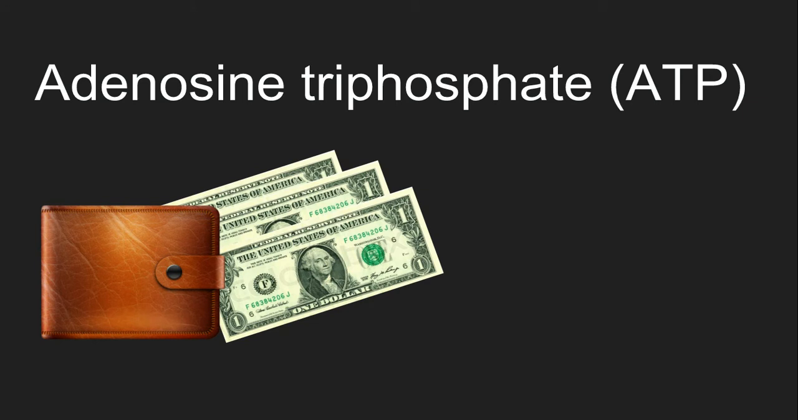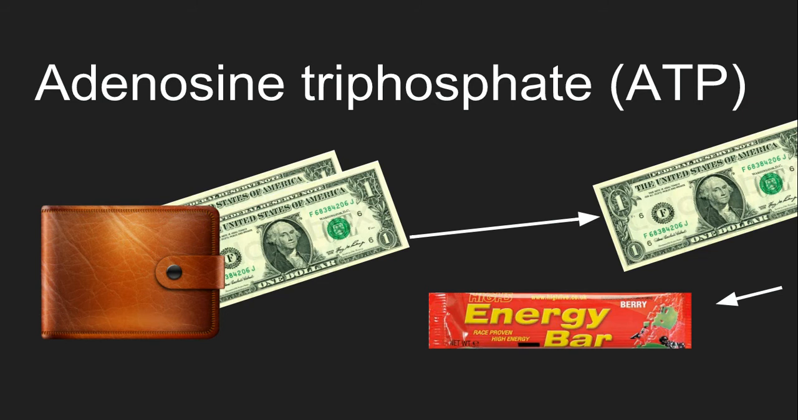ATP is kind of like a wallet with $3 in it. The wallet represents the adenosine and the ribose, and the $3 are the 3 phosphate groups. Now, you might decide that you want to get some energy in the form of food. So what are you going to do? Well, you're going to spend $1 and you're going to purchase a snack.